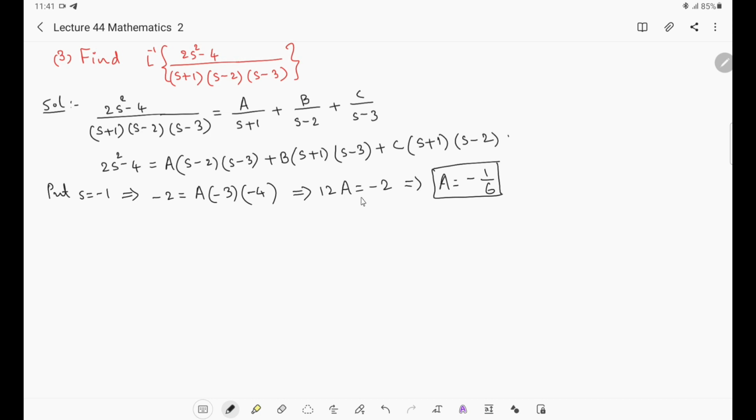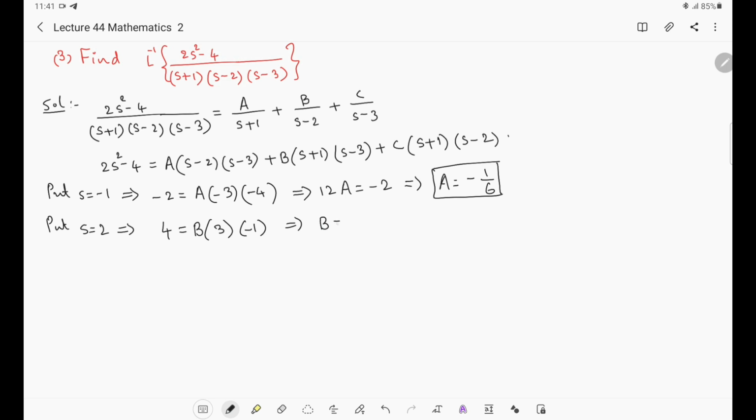The same way, to find the value of b, we need to cancel out this one and this one. You see, s minus 2 is here, s minus 2 is here. Right? So put s equals 2. Then what will happen? Left hand side, 2 to the 4 is 8, minus 4 is 4. This a term will get cancelled because of this s minus 2. Here b into (s plus 1) is there. So 2 plus 1 is 3. Here s minus 3 is there. 2 minus 3 is minus 1.